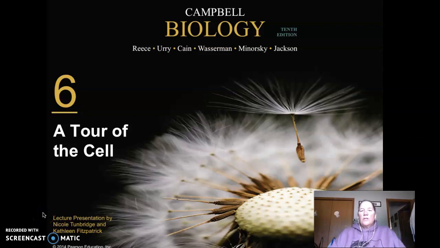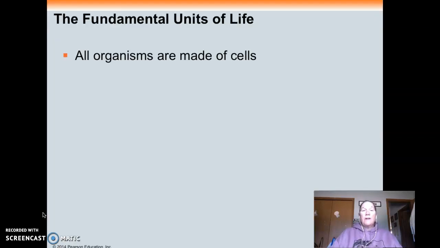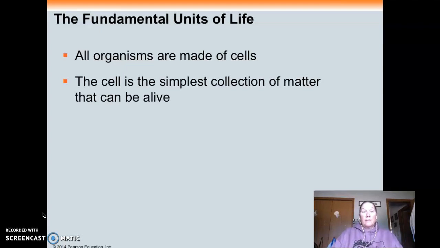All right, we're going to start chapter 6, and chapter 6 is where we start talking about cells, and all living things are made out of cells. Some of them are only made out of one cell. Many things are made out of billions of cells, but a cell is the unit of all living things. They call them the fundamental units, and all organisms, if they're alive or they once were alive, are made out of cells.